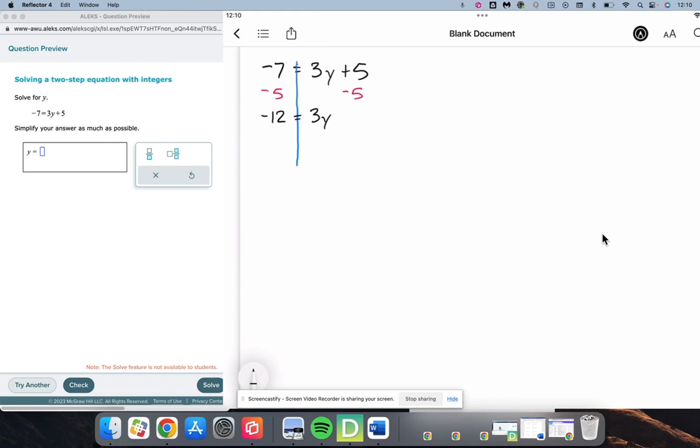Now when I do the division by 3 here, it's going to come out to be a whole number, which will make me much happier than if I had done the division first and ended up with a bunch of fractions. Negative 12 divided by 3 is negative 4, which is equal to y.